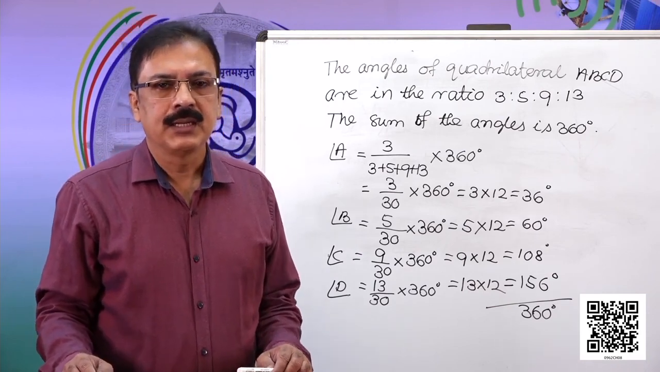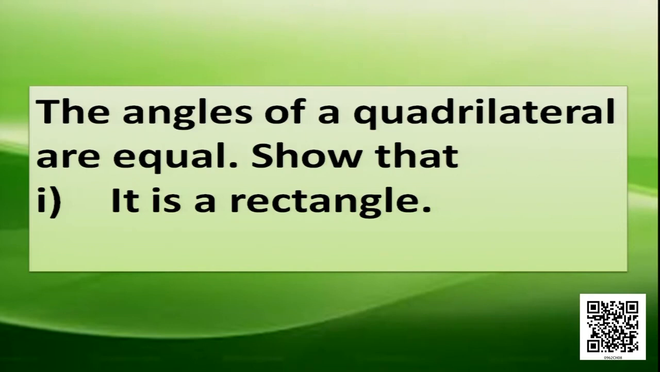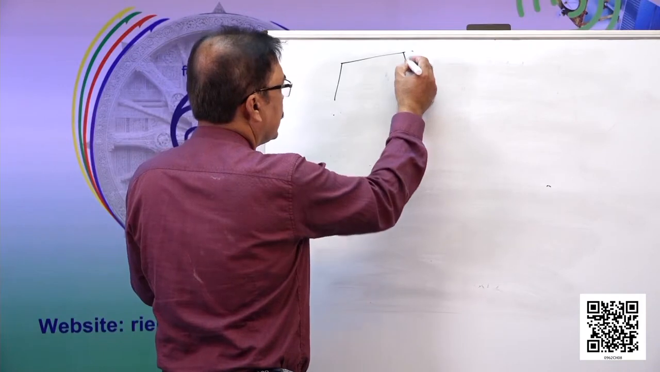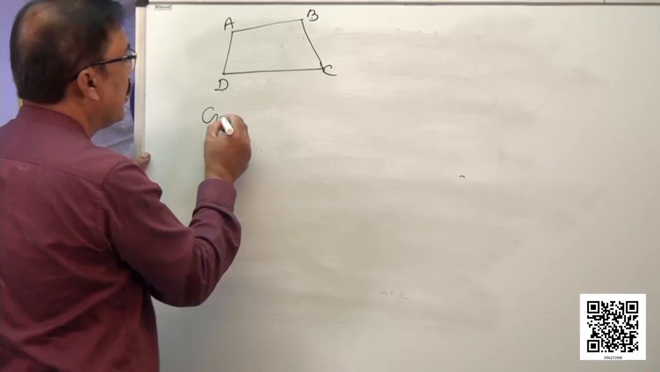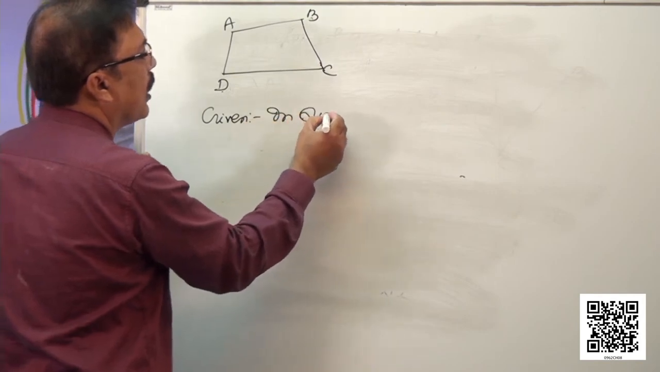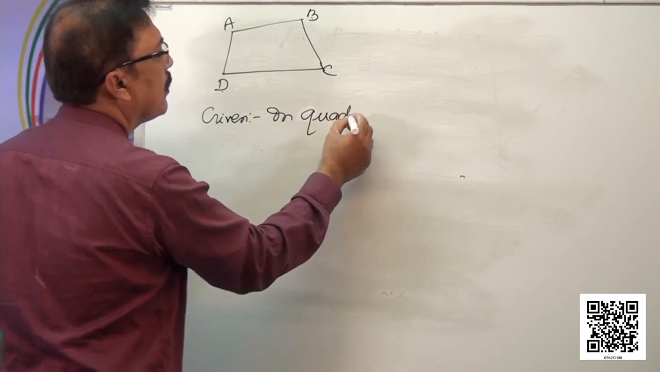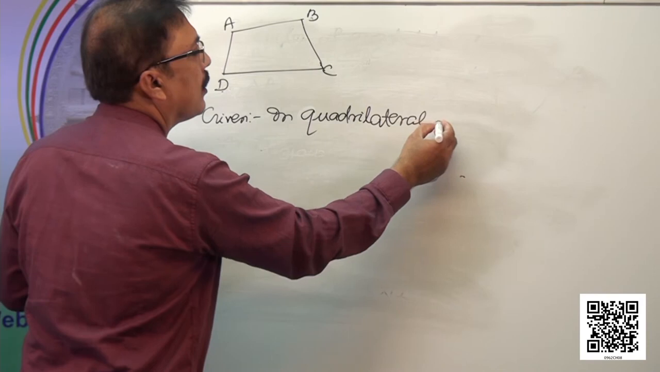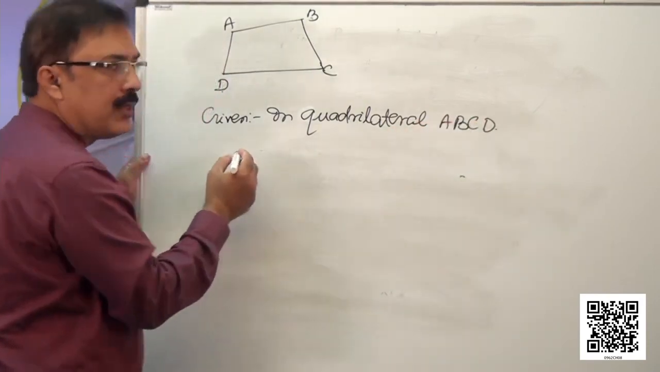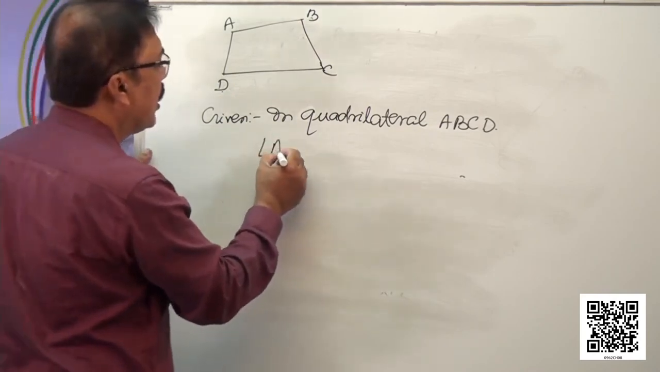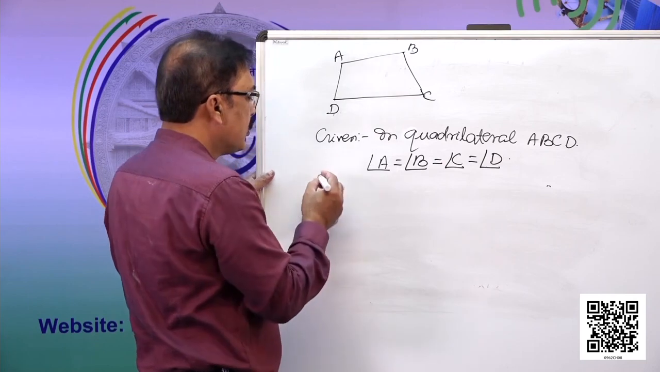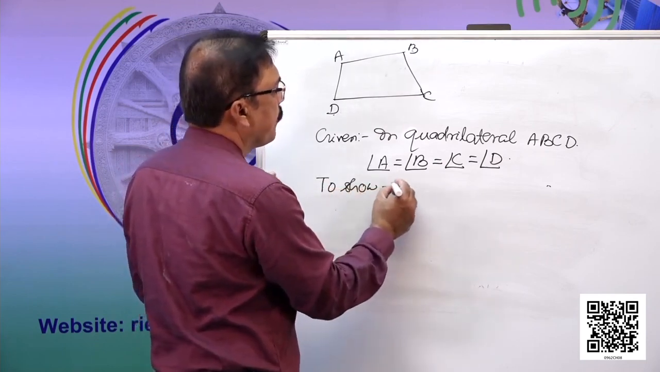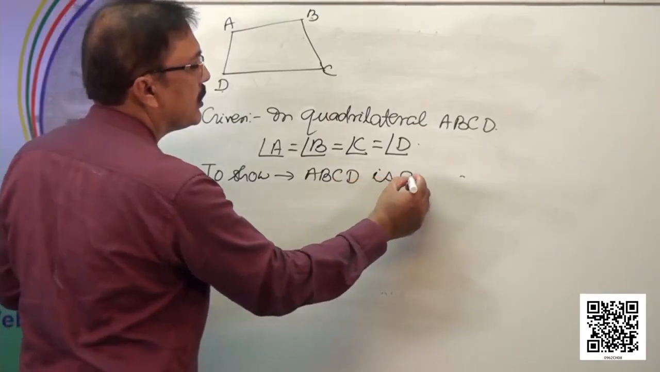Here the question is, the angles of a quadrilateral are equal, so that it is a rectangle. This is a quadrilateral ABCD. It is given that in quadrilateral ABCD, the angles are equal, means angle A is equal to angle B is equal to angle C is equal to angle D. So, to show that ABCD is a rectangle.